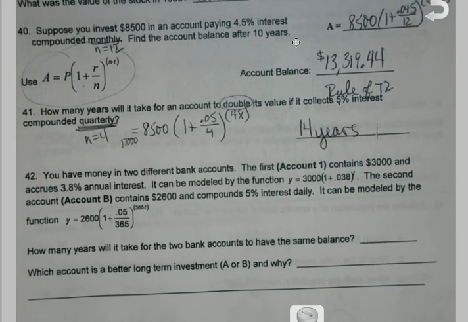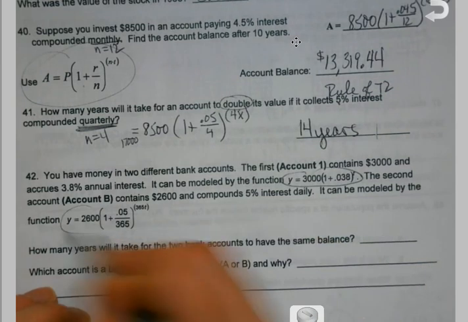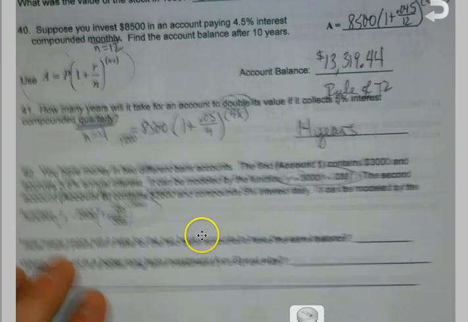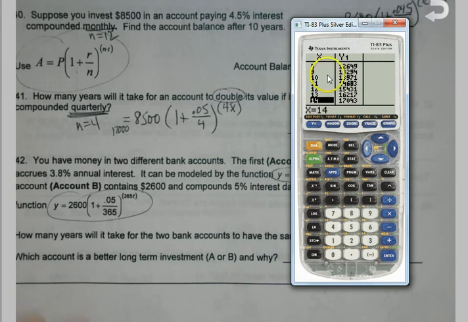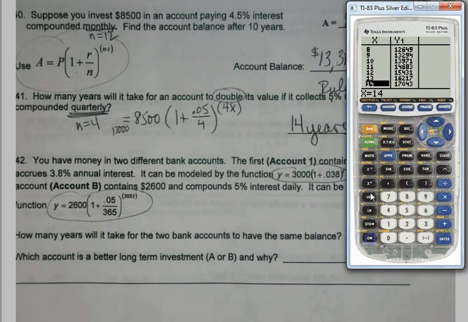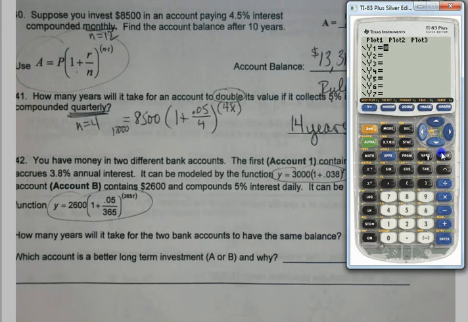All right, we got some money in our 2 bank accounts. And they actually give us the equations for both of them. How many years will it take for the 2 bank accounts to have the same balance? Okay, I have options here. I'm going to go with what I think is the easier one. And that is to go into y equals. I'm going to type both of these in at the same time.